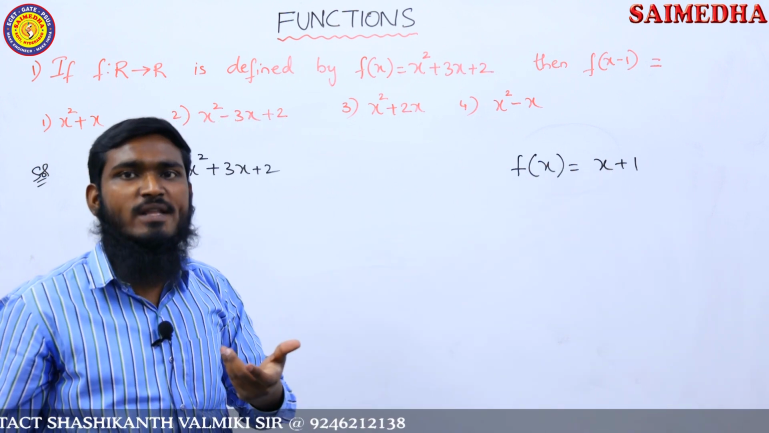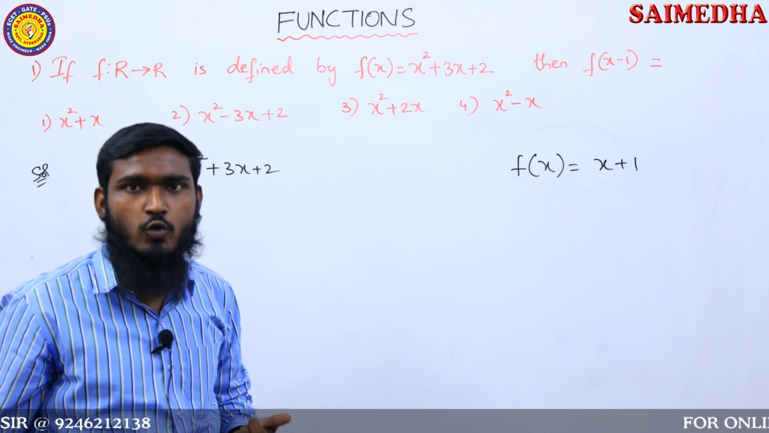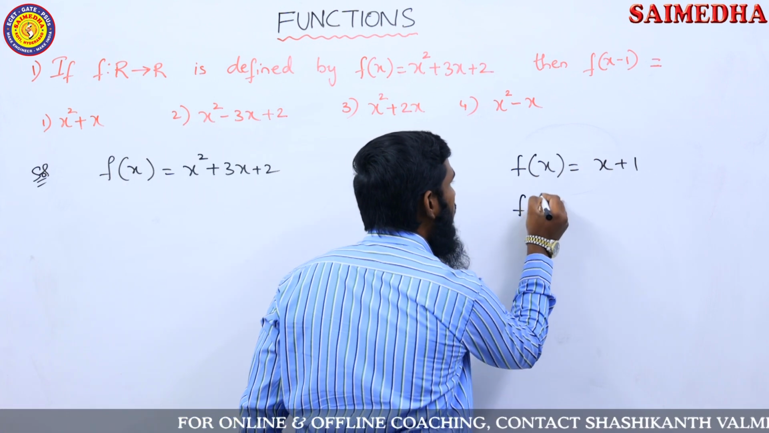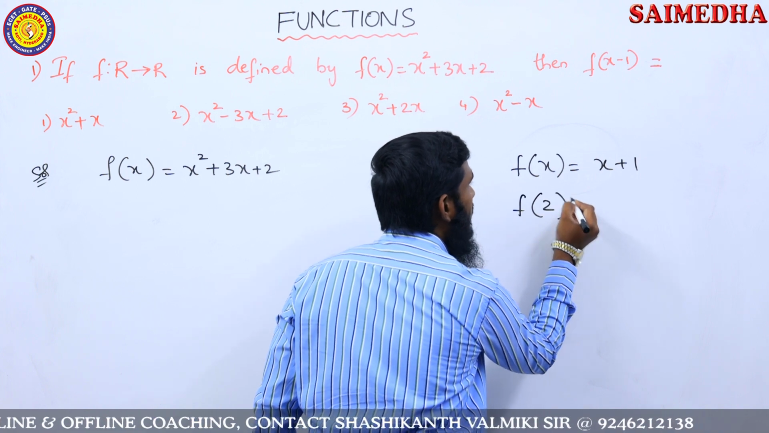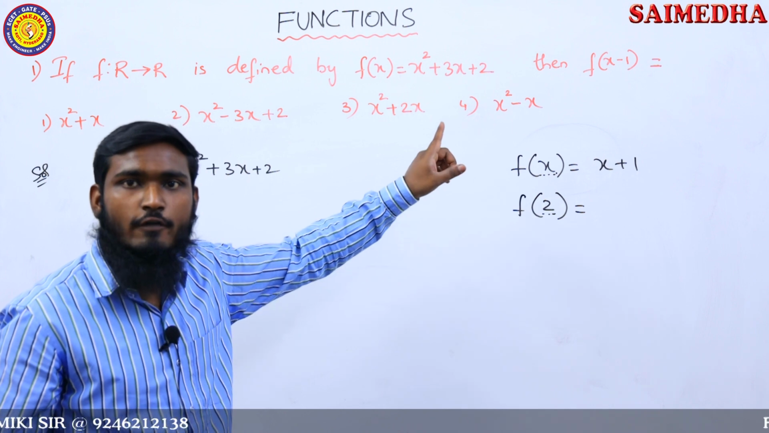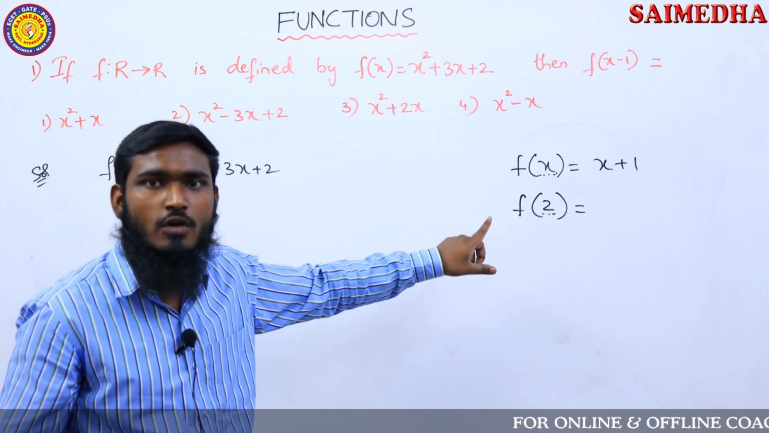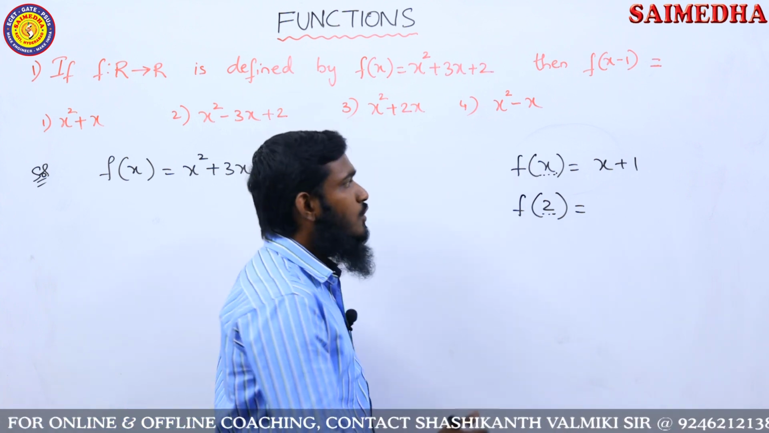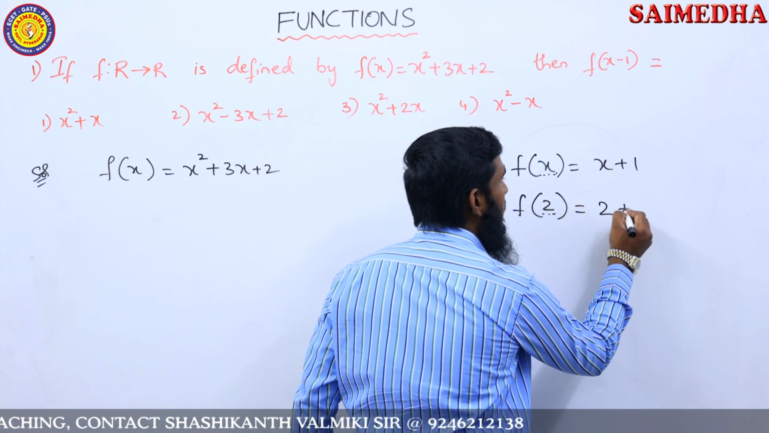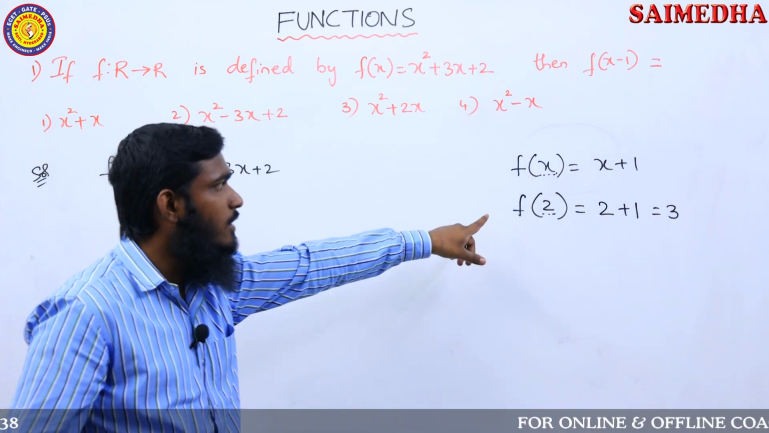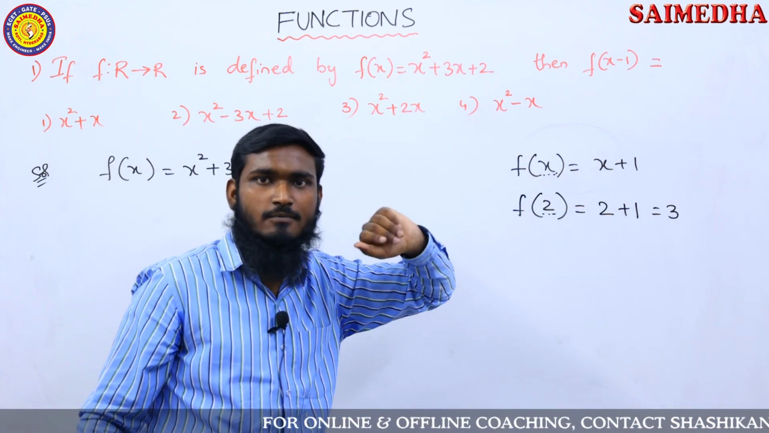Now we have to find the value of f of 2. F of 2 means what are you doing over here? In the place of x, you are writing 2. So this can be written as 2 plus 1, which is equals to 3. So we are getting the value of f of 2, which is equals to 3.